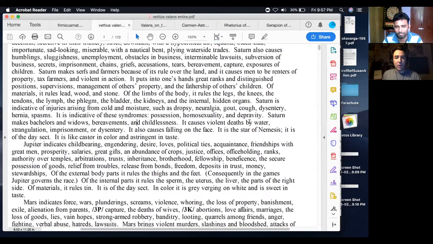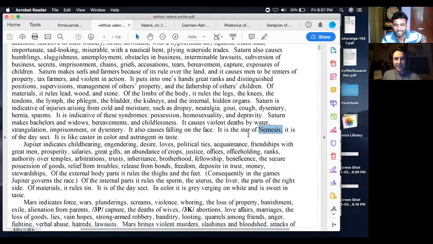Violent deaths by water, yes, it's associated with drowning very often, again because of the cold darkness. Strangulation, imprisonment, dysentery, falling on the face. Falling's a big one with Saturn for the Hellenistics, absolutely. It is the star of Nemesis. Nemesis was the deity that basically screwed up your stuff when you became too arrogant and got too haughty. It came and said, okay, you're being a little bitch, and you need to be reminded of your place in the scheme of things. You're not that important.